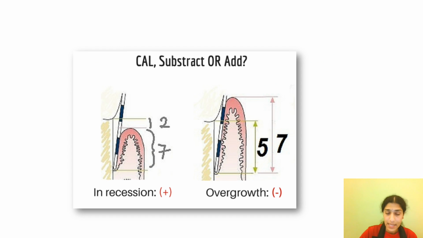So, to summarize, whenever there is recession, you need to add to get the amount of CAL, 7 plus 2. Whenever there is gingival overgrowth, then you need to subtract in order to get the proper clinical attachment loss from the probing pocket depth.